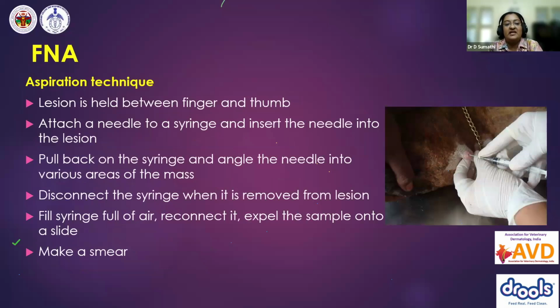So aspiration technique is another one wherein you will hold the lesion between the finger and the thumb, attach the syringe to the needle, pull back the syringe and angle the needle at various areas of the mass. Then you have to disconnect the syringe and fill the syringe with air, reconnect it and expel the sample onto the slide and make a smear. So this is the aspiration technique.